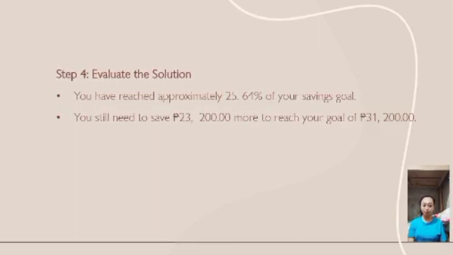Ibig sabihin daw po, yung nasisave pa lang natin in percentage is 25.64%. Then, yung kailangan naman nating i-save or you still need to save, kailangan pa natin mag-ipon ng 23,200 more to reach your goal of 31,200 pesos. Ibig sabihin daw po, pag pera ang pinag-uusapan, kinakailangan pa po natin mag-save ng 23,200 pesos almost para ma-reach natin yung goal ng 31,200 pesos para makabili ng laptop.